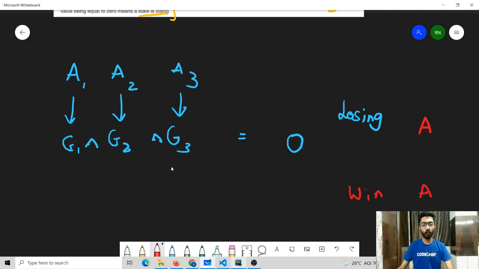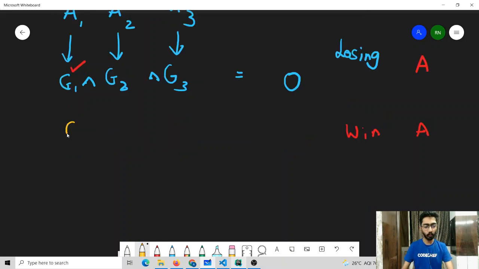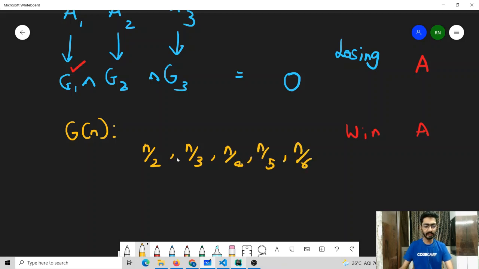Now we need to find some way to find the Grundy number of each state in a faster manner. The simplest way to find the Grundy number for any state, where a state is represented by a number n, is by using recursion. What are the states that can be reached from this particular value? The states that can be reached are n/2, n/3, n/4, n/5 or n/6. So these are the 5 states that are reachable.